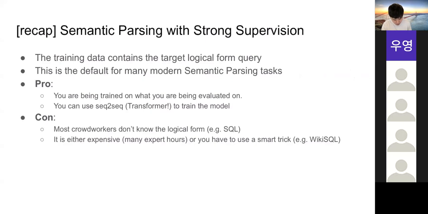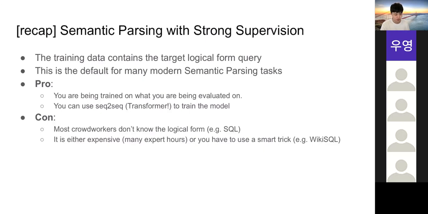So the advantage of this supervision or this kind of data set is that you're being trained on what you're being evaluated on. So it's straightforward. And what that means is you can use seq2seq such as a transformer to train the model. It's quite a simple formulation, right? Your input is a natural language query, and your output is a SQL query, which is also a sequence. So you can use seq2seq to train a model, just like how you would do on machine translation.